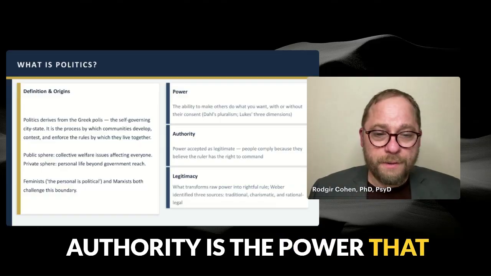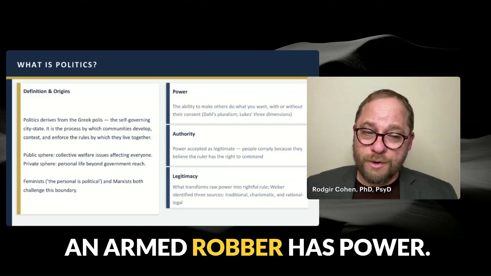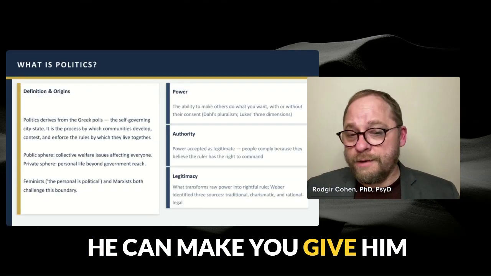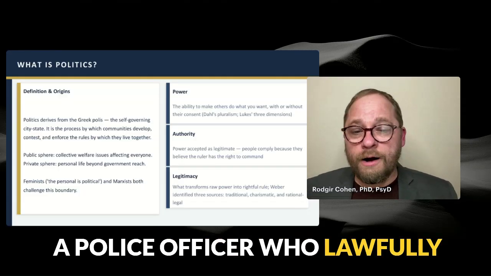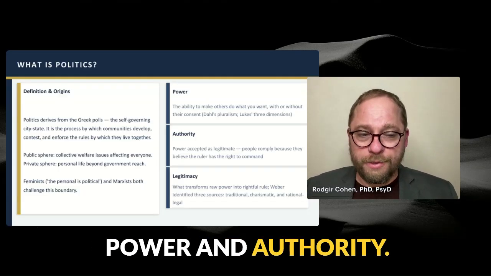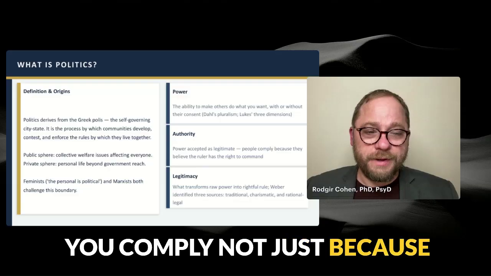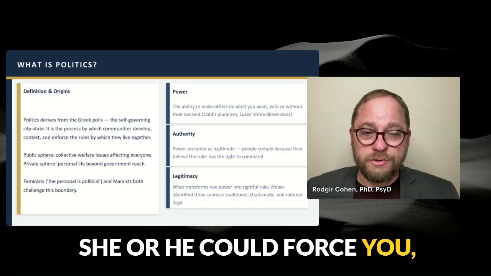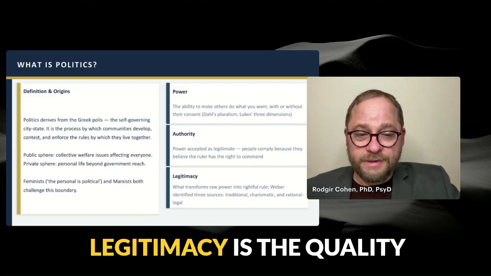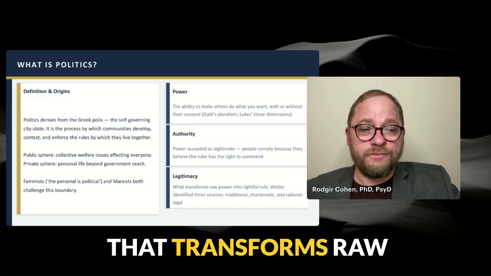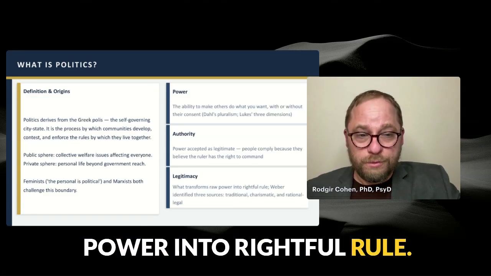Authority is the power that people accept as legitimate. An armed robber has power. He can make you give him your wallet, but he doesn't have authority over you. A police officer who lawfully stops your car has both power and authority. You comply not just because she or he could force you, but because you accept that she has the right to ask you. And legitimacy is the quality that transforms raw power into rightful rule.